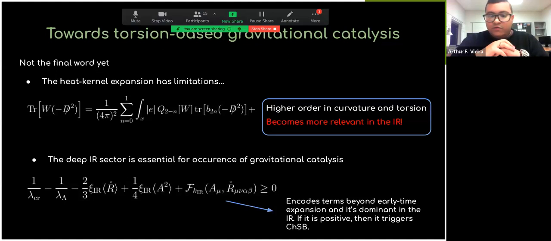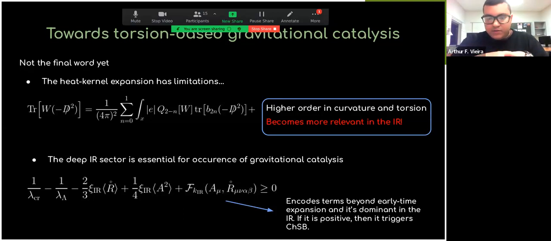Because what we have done so far was just a study of the viability of chiral symmetry breaking. But in order to see if torsion and curvature combined will actually induce chiral symmetry breaking, we'll have to access the deep IR sector. If we manage to do this at some point, then that transition scale will be modified by this f function.